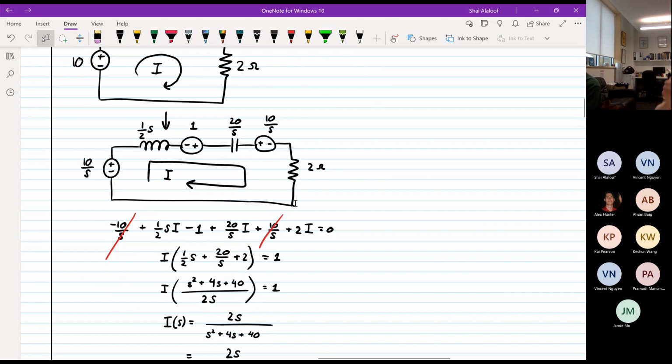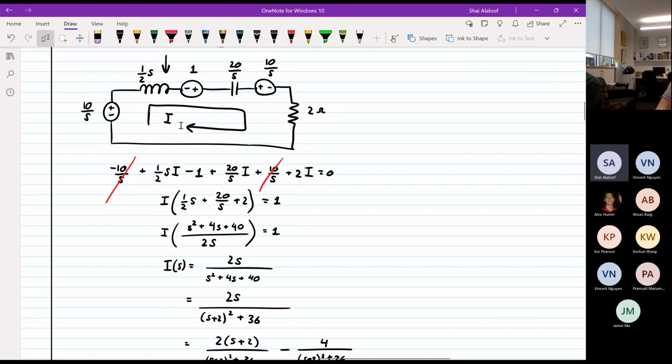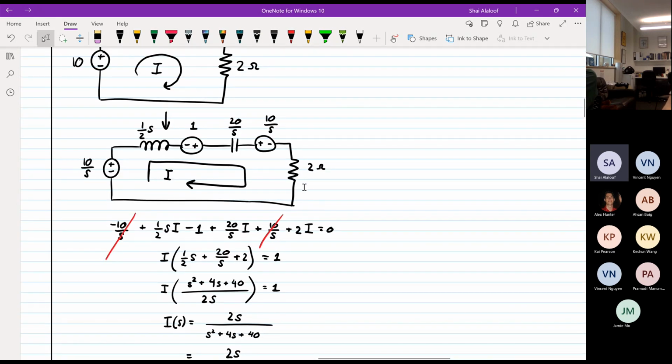Okay, then it's just a mesh equation. It's essentially one singular mesh equation: minus 10 on S, plus half S times I, minus 1 because you're going through the negative terminal, plus 20 on S times I, plus 10 on S, so those two will cancel, plus 2I equals 0. That's your mesh equation, right? So now you've got an equation just in terms of I. You don't have to derive the differential equation where you had to get everything in terms of I. It just comes out.